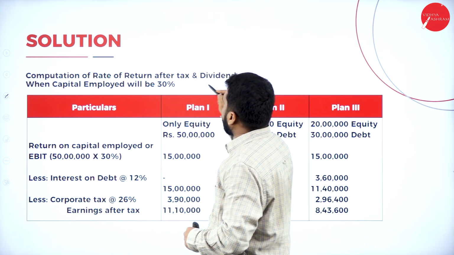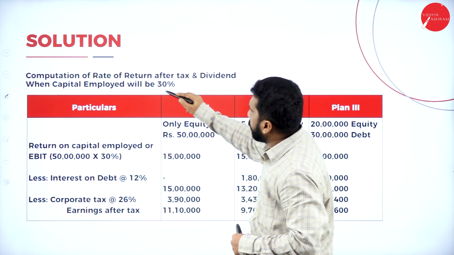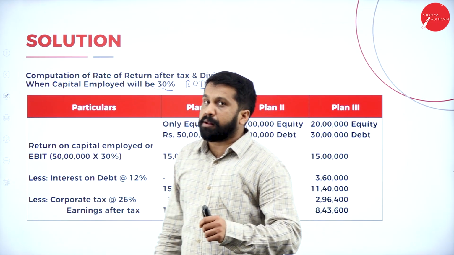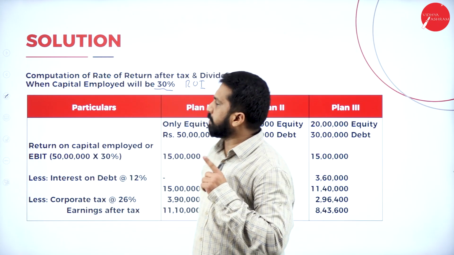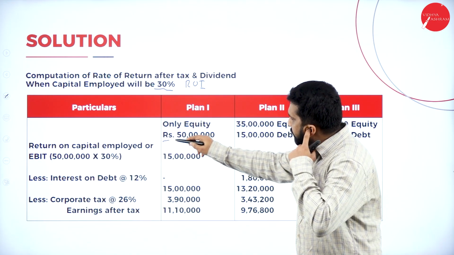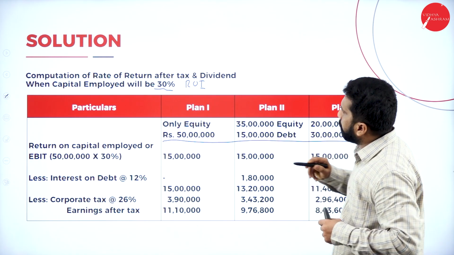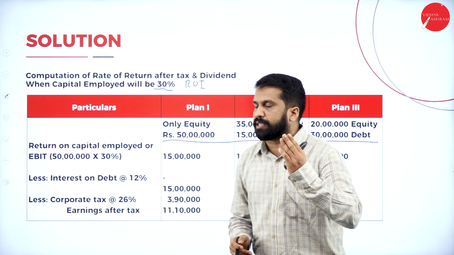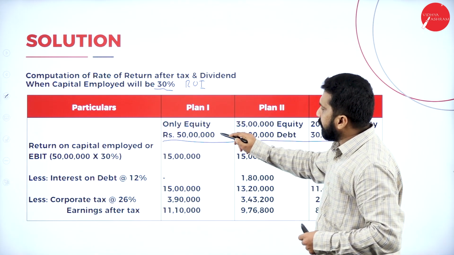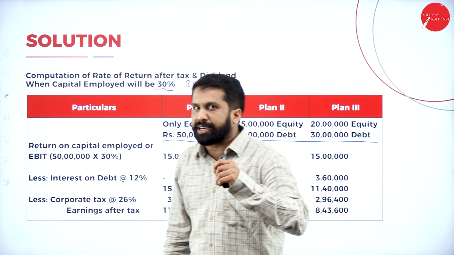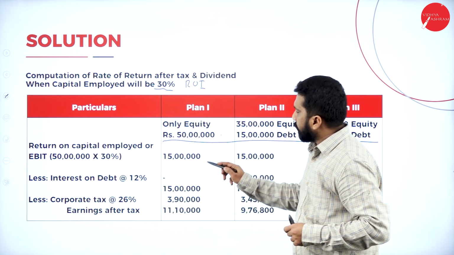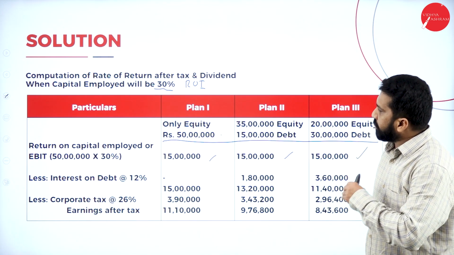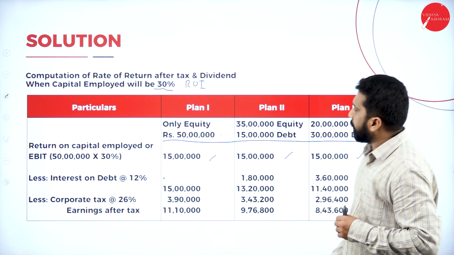Now, we'll go for this. Computation of rate of return after tax and dividend when the return on capital employed is 30%. If it is 30%, what will be your answer? Now, these are the basic information. Return on capital employed, how much have they given? 30%. What is your capital? 50 lakh. You should calculate on 50 lakh only. Now, 50 lakh into 30%, you will get 15 lakh.